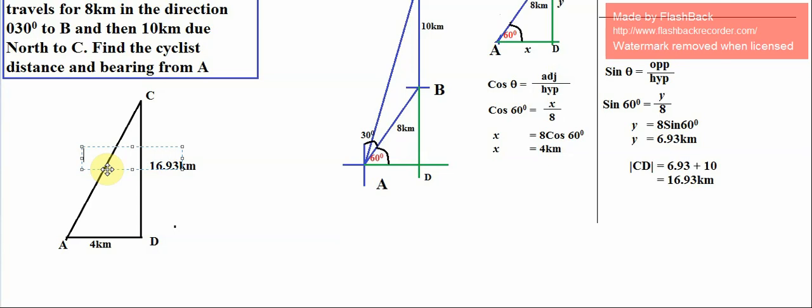I call it P. On that note, we can write P square, as regards to our question. P square is equal to 4 square plus 16.93 square. I hope you can solve for the value of P.